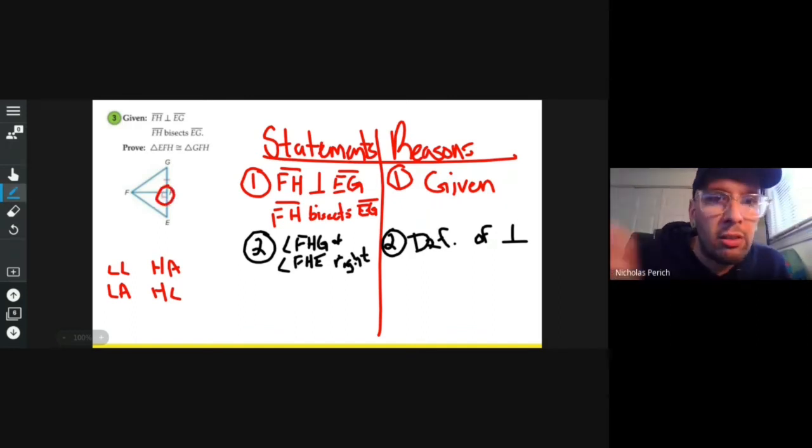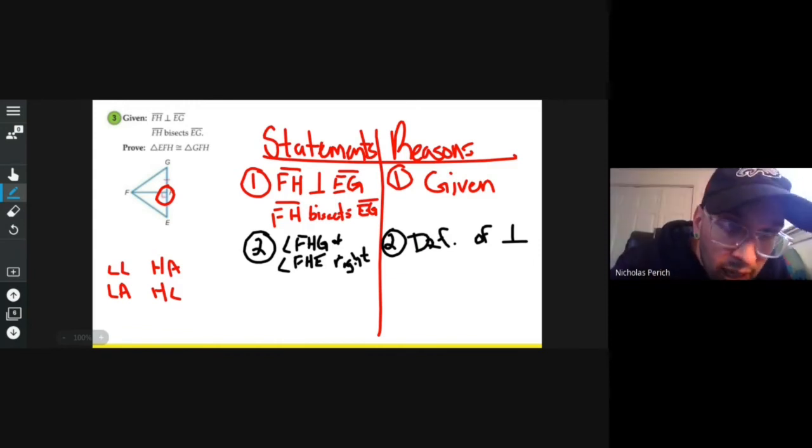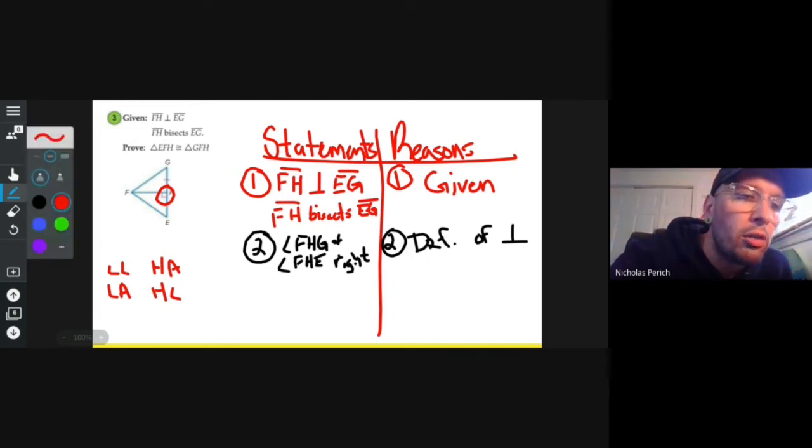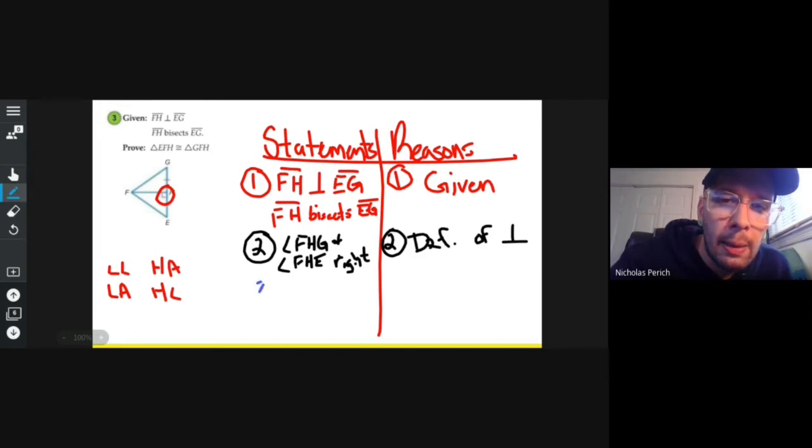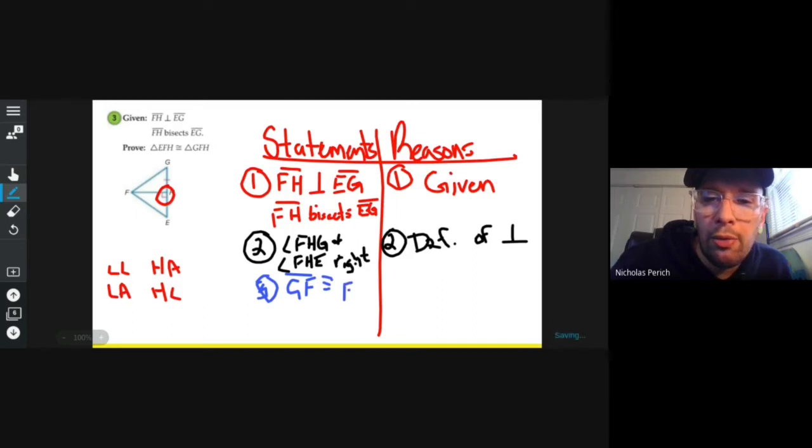Now, since FH bisects EG, I could say that GF is congruent to FE. Let me use a different color. GF is congruent to FE. That says GF, terribly written, is congruent to FE. And that is the definition of bisect.